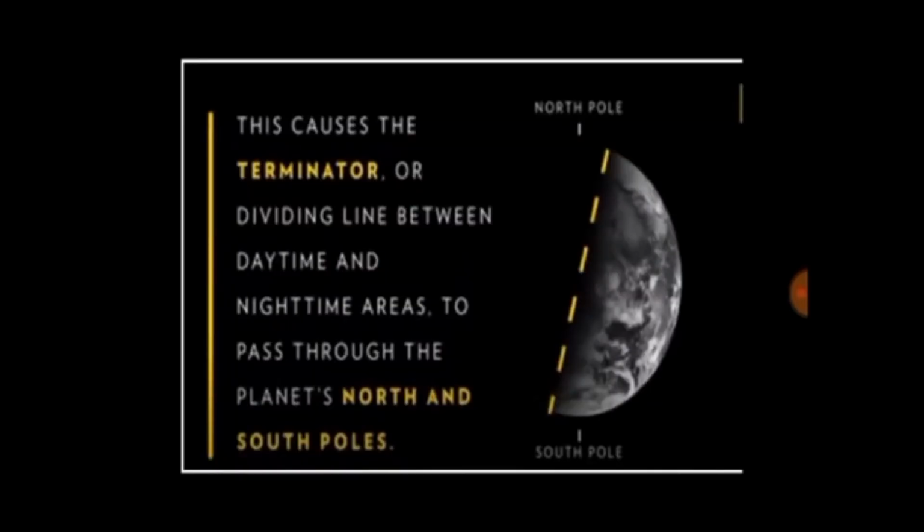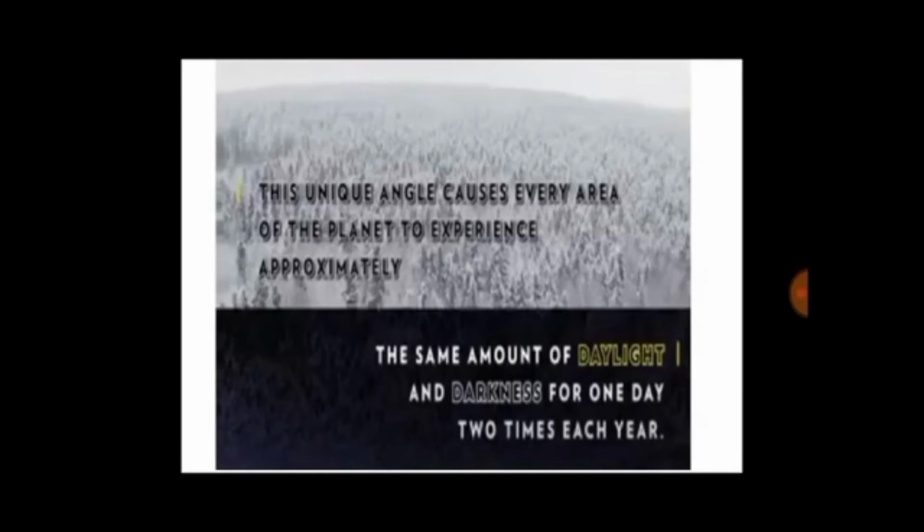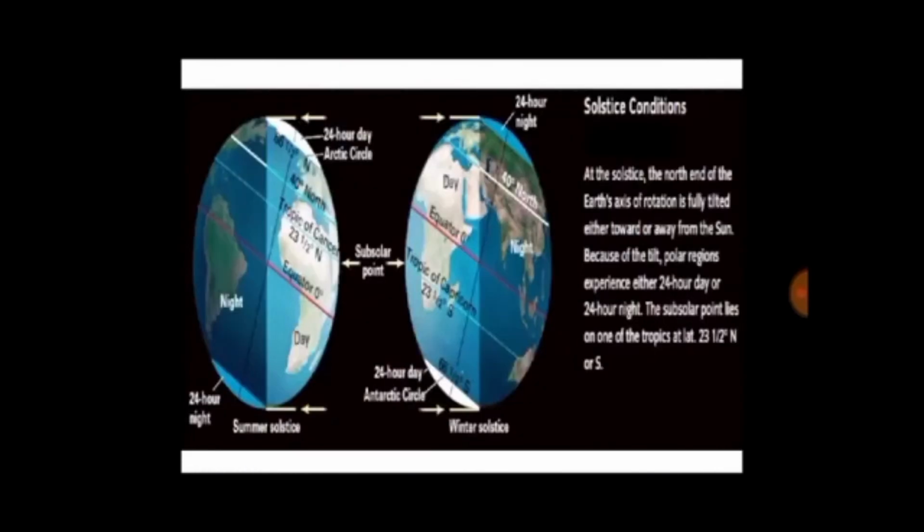Now, this equinox causes the terminator, or the dividing line between daytime and nighttime areas, to pass through the planet's north and south poles. This unique angle causes every part of the planet to experience approximately the same amount of daylight and darkness for one day, 2 times each year. That is, we have studied March and September.